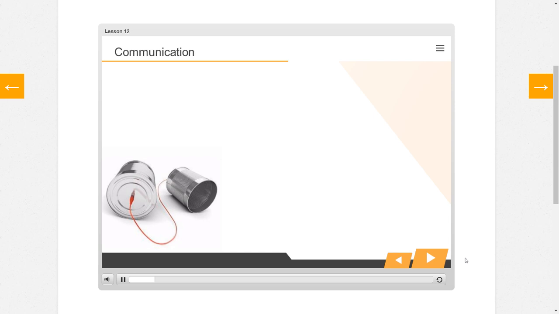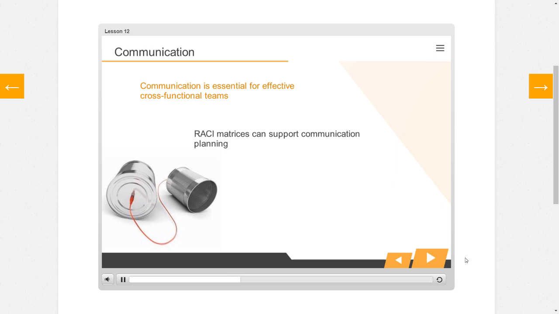It might sound like stating the obvious, but communication is essential for effective cross-functional teams. The RACI matrices we mentioned earlier in this lesson can be used to help support communication planning. At a minimum, consider the who, what, when, where, how, and why within the SIAM layers. A communication plan is used to identify what communication needs to happen, to track that it has happened, and to monitor the effectiveness of communication.